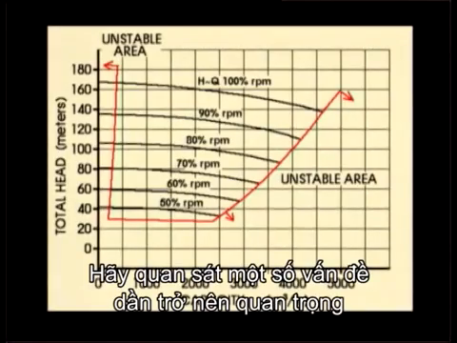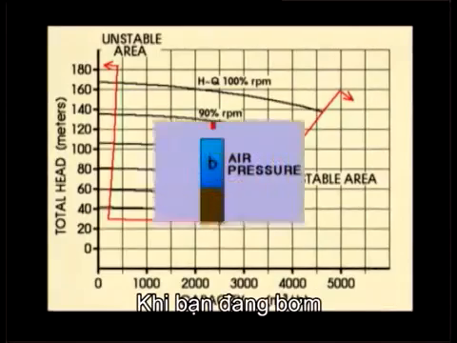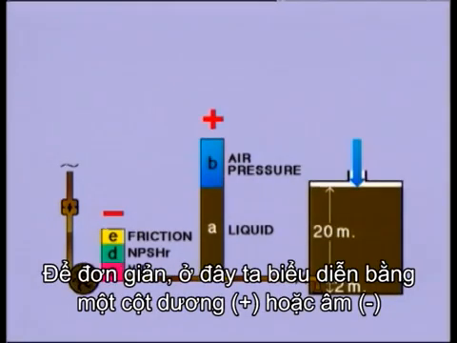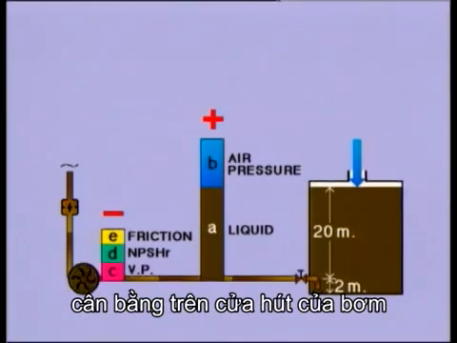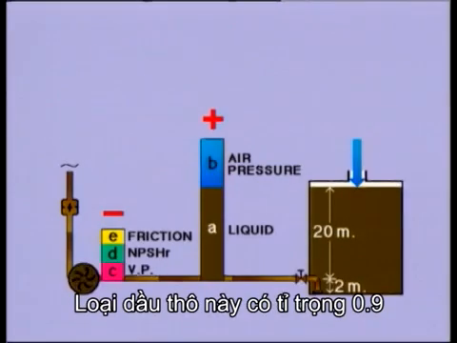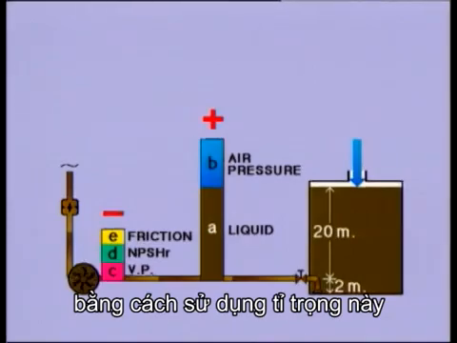Let's look at some of the factors which become important as the discharge nears completion. When you're pumping, some things work with you and some things work against you, symbolized here by a plus or minus column balancing on the suction side of the pump. All measurements are in meter liquid columns. This crude has a specific gravity of 0.9. Calculate every weight or pressure into liquid columns using this specific gravity.